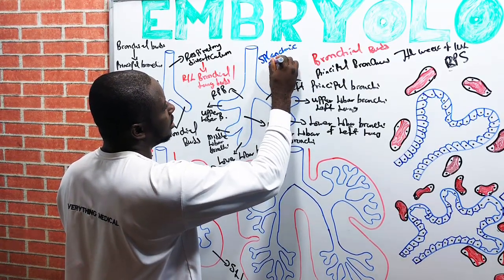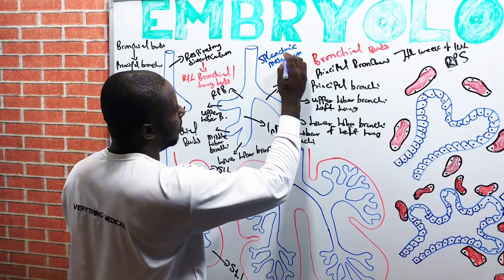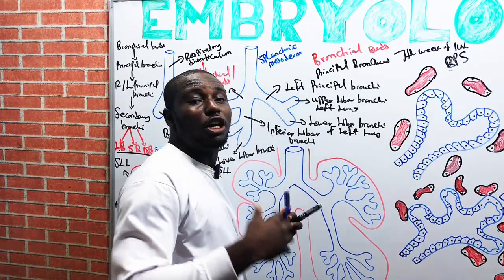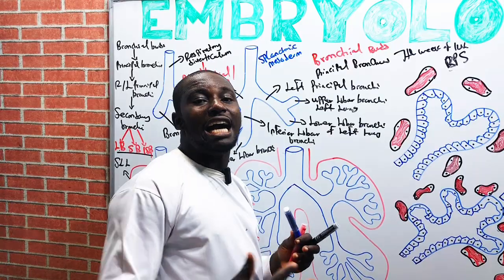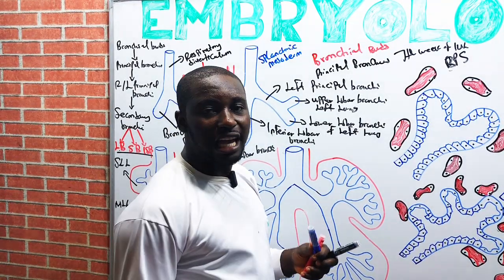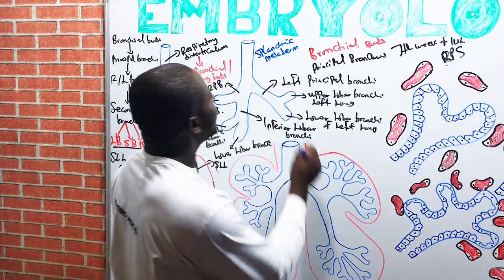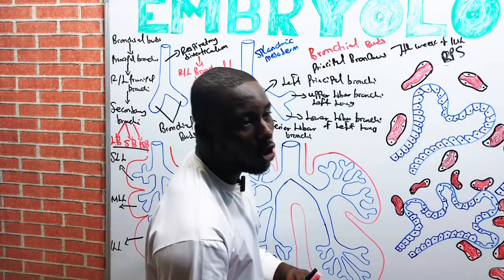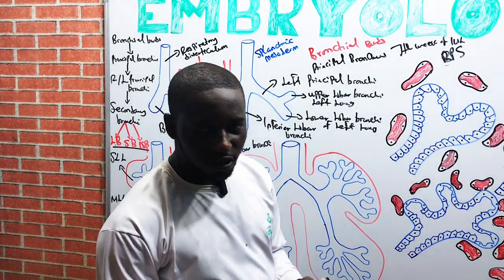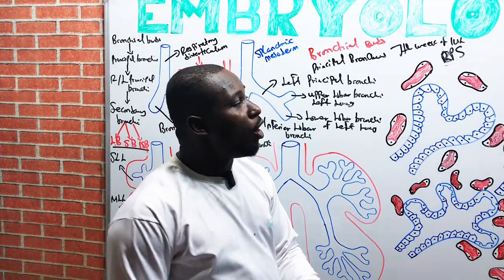Splanchnic mesoderm, right? This is what gives rise to the connective tissues, the smooth muscles, and the cartilages of the bronchial tree, right? Now, this splanchnic mesoderm also contributes to the formation of the connective tissues and the capillaries of the lungs, right? So that is all about the development of the bronchi.